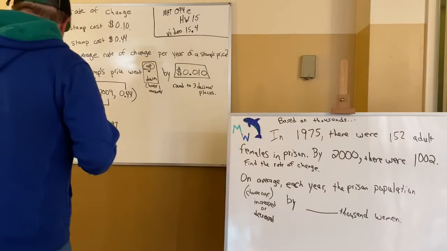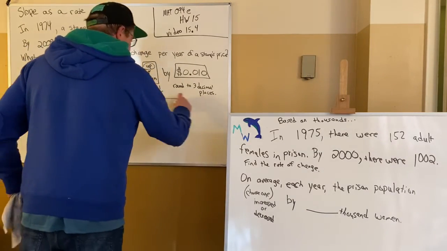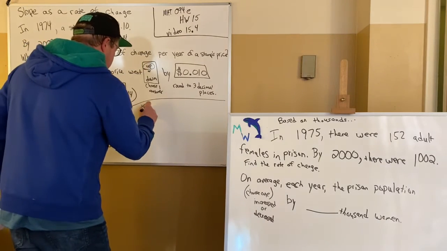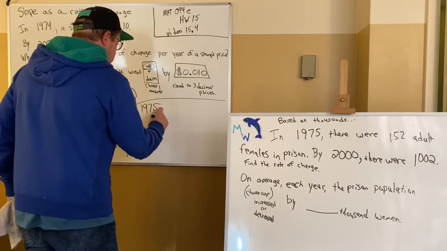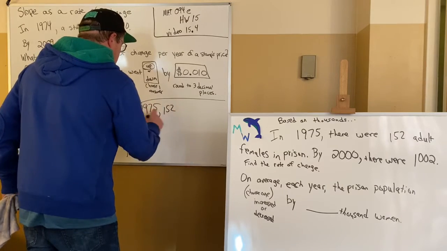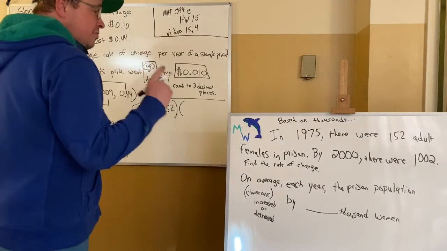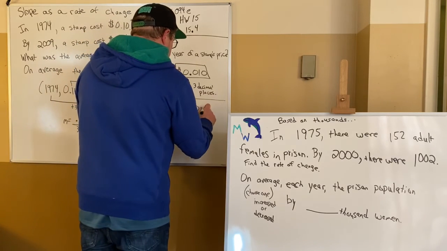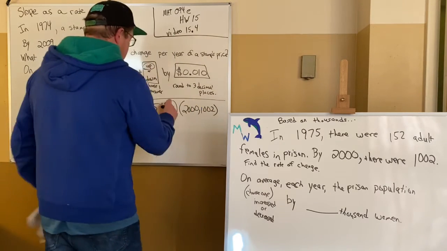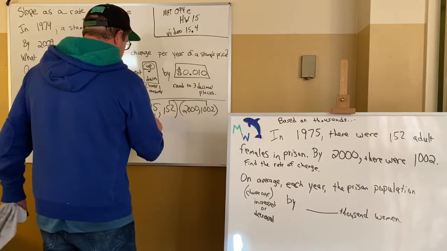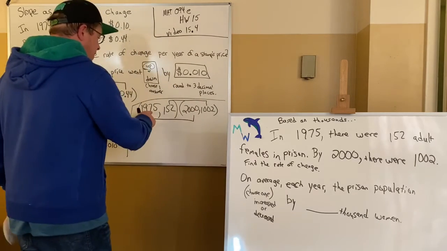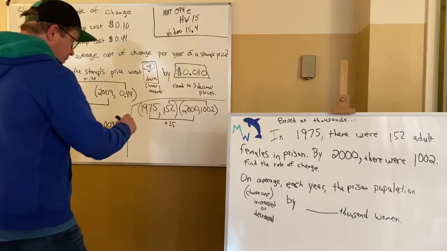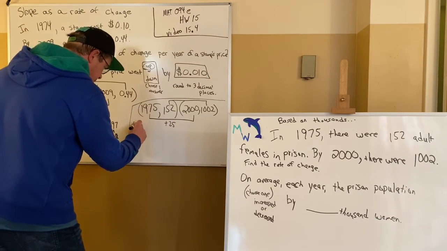So what we have in this case is, I'll just block it off here. There'll be enough room for me to do the work. In 1975, we had 152. The second year that we looked at was 2000, and we had 1,002. We're going to connect our Y's on top, connect our X's on the bottom. 1975 plus 25 will get me there. Over here I got 1,002 minus 152.